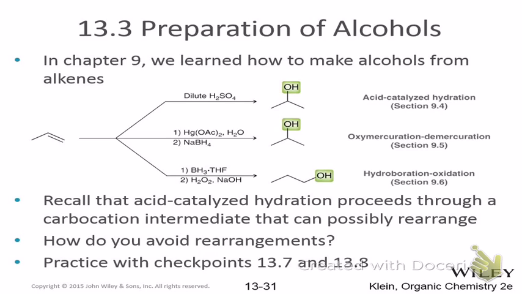The other thing that you can do is oxymercuration, demercuration, and this forms a secondary alcohol from a terminal alkene. And it does it without any rearrangement because it doesn't go through that carbocation mechanism. It forms that cyclic mercurinium ion.